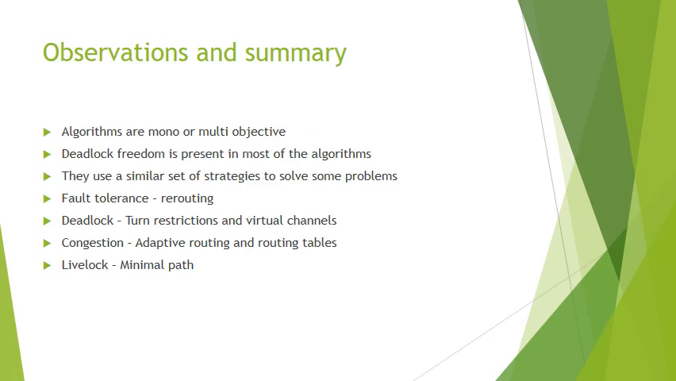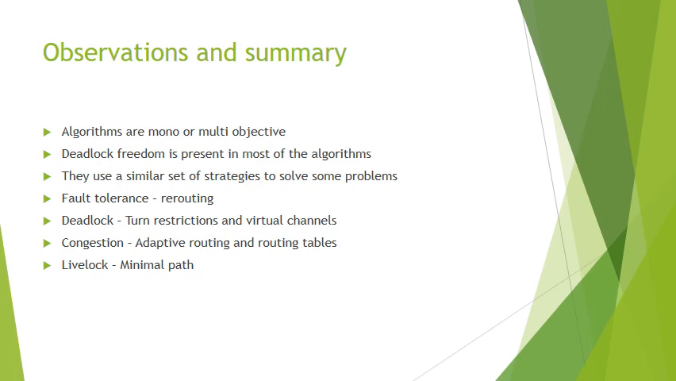The following observations are made from the algorithms presented in the paper. The algorithms presented are either mono or multi-objective. Deadlock freedom is present in most of the algorithms, although it is not the primary objective. They use a similar set of strategies to solve the problems with some variations. For example, for fault tolerance, rerouting is widely used. For deadlock avoidance or freedom, turn restrictions and virtual channels are used.